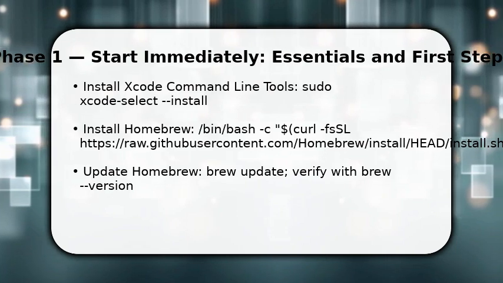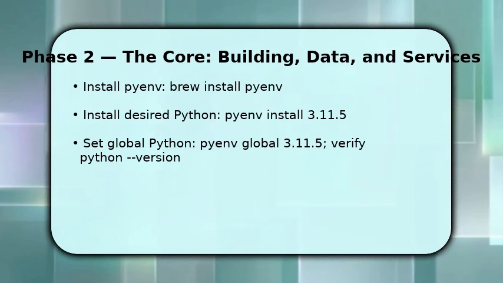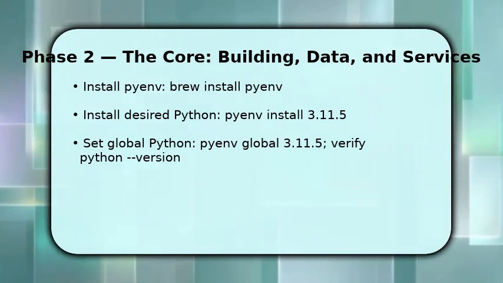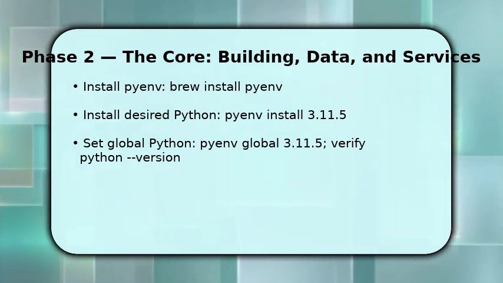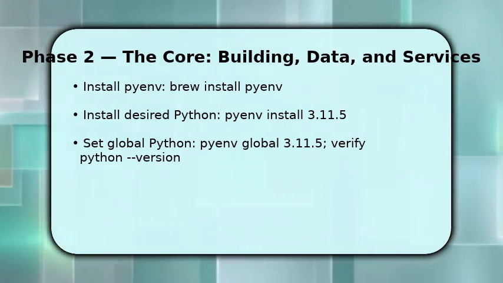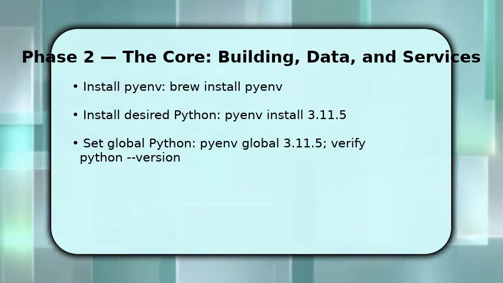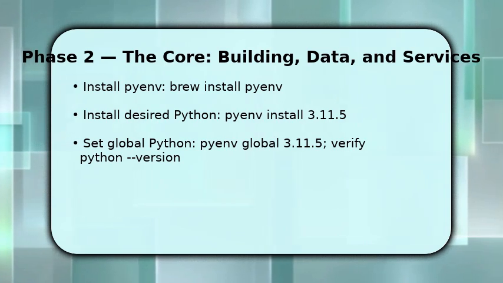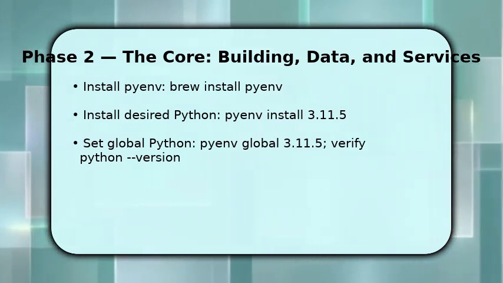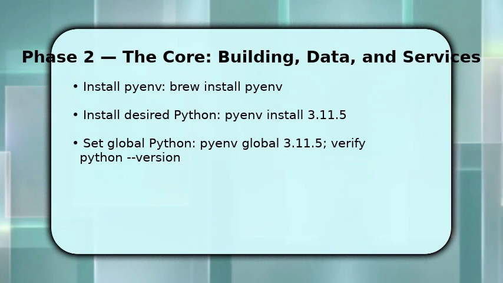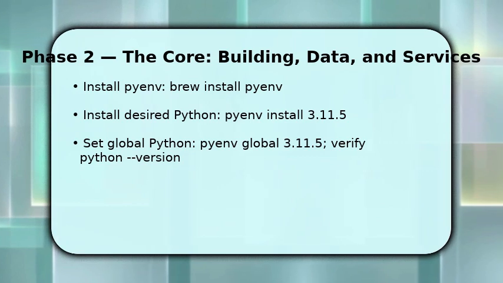Next, use pyenv to manage versions cleanly. Install pyenv with brew. Once installed, initialize it in your shell profile so the shims work. Then install the Python version you need, for example 3.11.5, which compiles correctly under Xcode tools. After installation, set pyenv global to that version so system Python is not altered. Verify with python --version. This approach keeps system integrity intact, lets you switch versions, and avoids conflicting Apple-supplied Python.